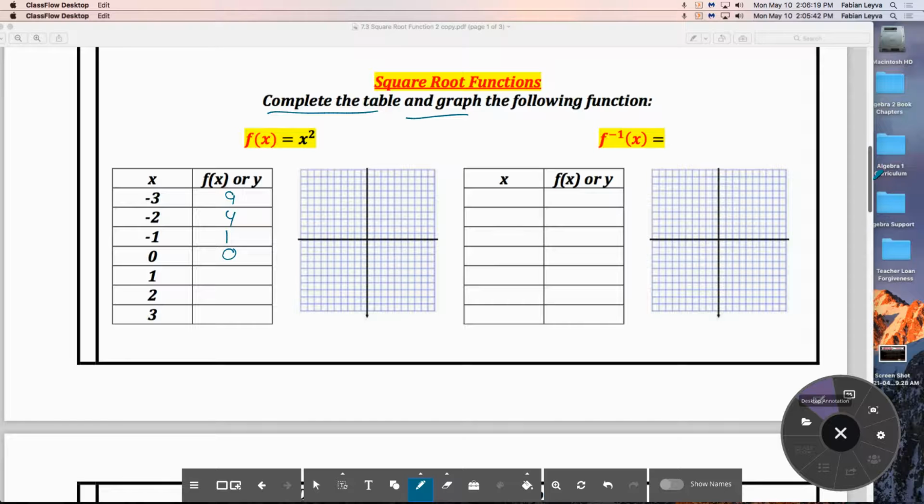So I'll let you finish this table, and I'll go along and finish it as well. Also make a really quick sketch of the graph. And then find the inverse of this function. Fill out the table for the inverse and the graph. Remember your relation. See if it can help you make this a little quicker.